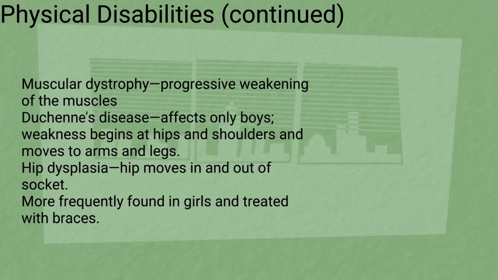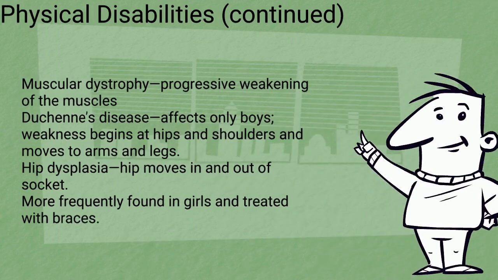Muscular dystrophy, progressive weakening of the muscles. Duchenne's disease affects only boys. Weakness begins at the hips and shoulders and moves to the arms and legs. Hip dysplasia, where the hip moves in and out of the socket, is more frequently found in girls and treated with braces.